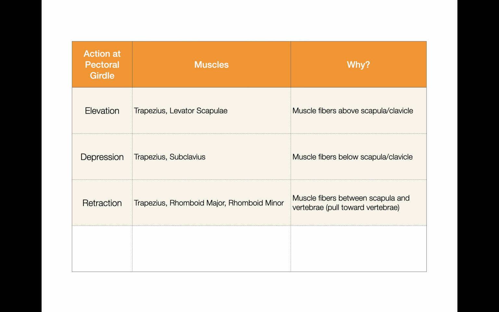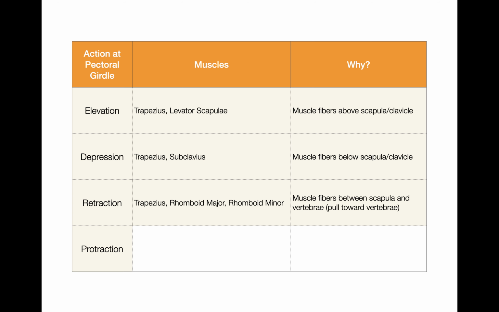That is retraction. So trapezius has muscle fibers here as well between scapula and vertebrae, running in a slightly horizontal, if not slightly diagonal direction towards the vertebrae. So does rhomboid major, as does rhomboid minor.